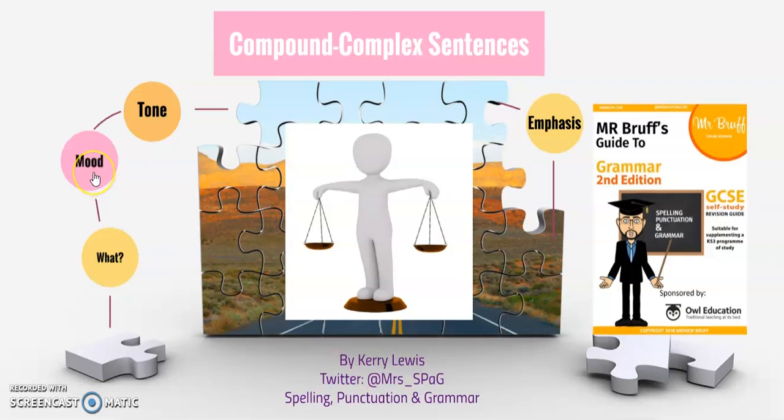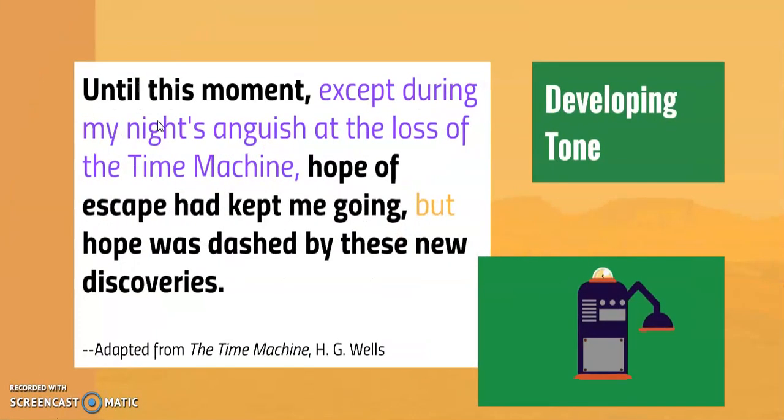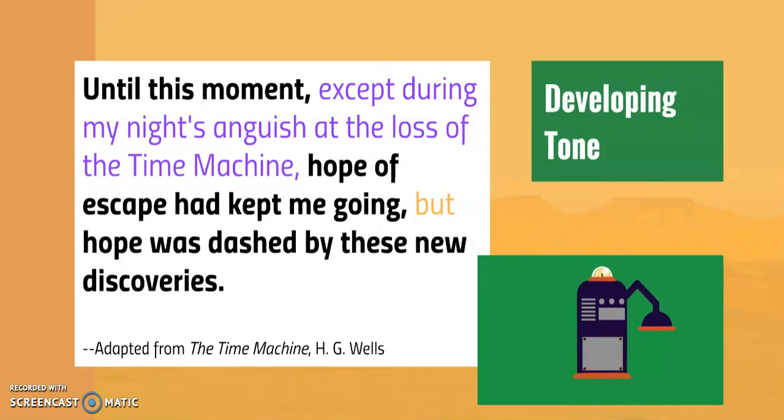Mood is the atmosphere suggested by the description of the surroundings. Tone refers to the speaker's feelings. This is adapted from The Time Machine by H.G. Wells. The speaker is thinking about his bad luck. He's travelled to the future in his time machine and lost it. Things are now going horribly wrong. Until this moment, except during my night's anguish at the loss of the time machine, hope of escape had kept me going. But hope was dashed by these new discoveries.